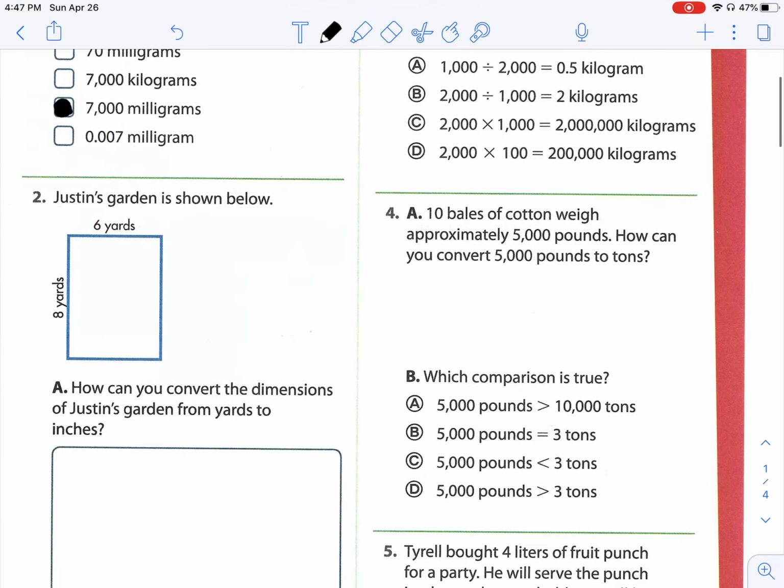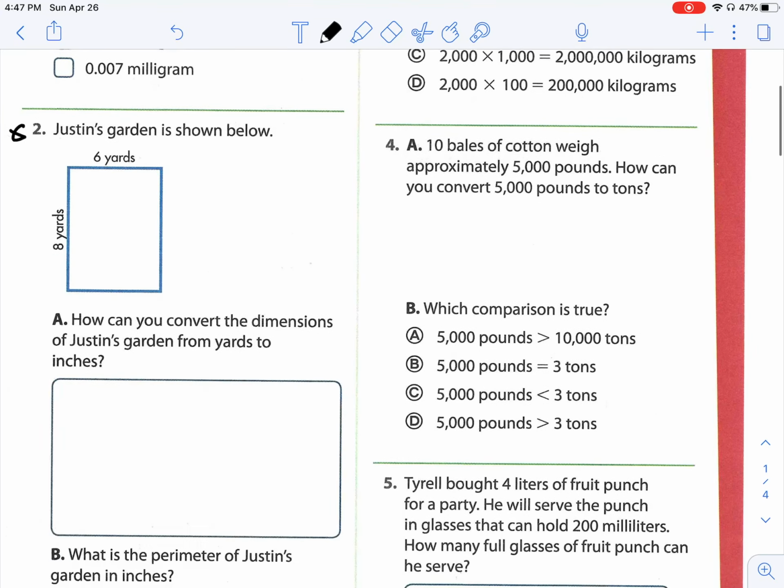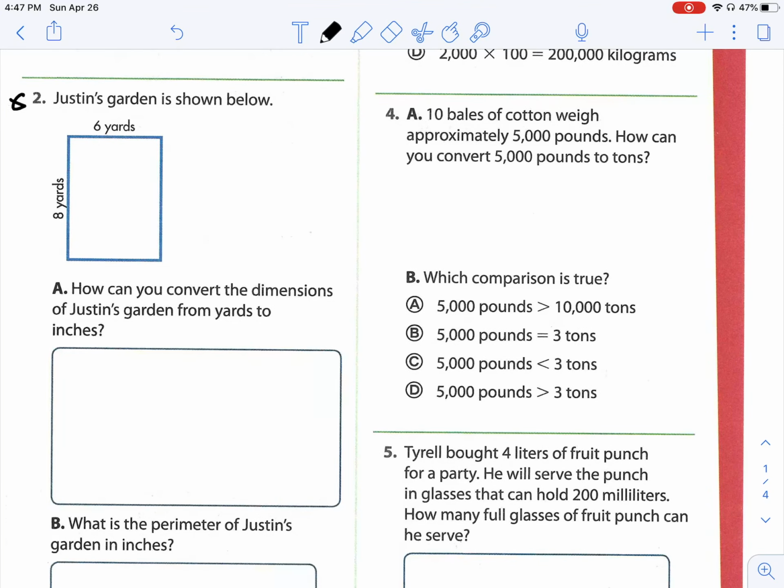Let me go back to that question. Justin's garden, number 2, is shown below. It measures 8 yards by 6 yards. How can you convert the dimensions of Justin's garden from yards to inches? So I need to basically turn 8 yards and 6 yards to inches. Now, they're just asking us how to do it. I think in part 2 we're going to actually have to do it. But let's go ahead and just look.